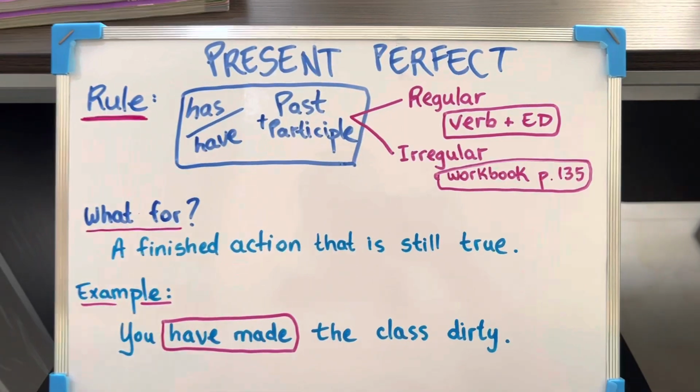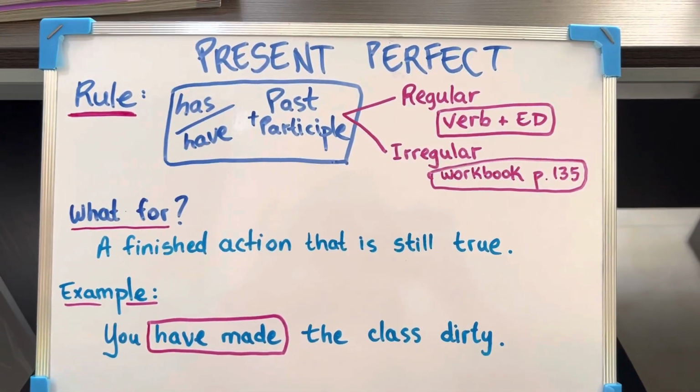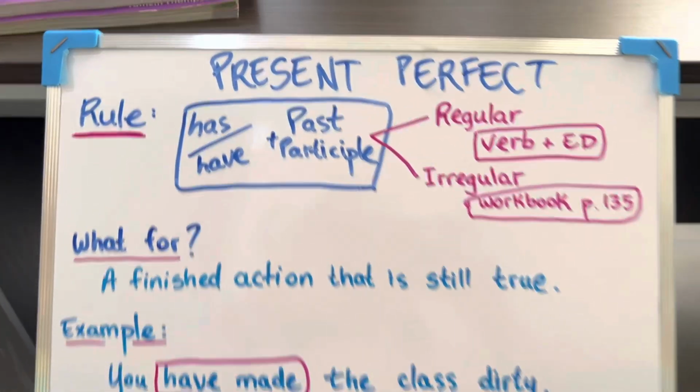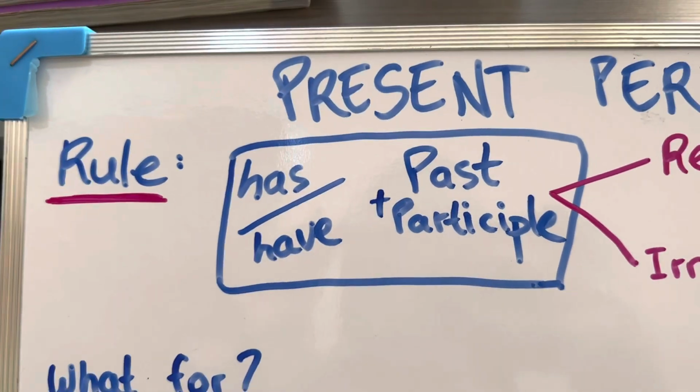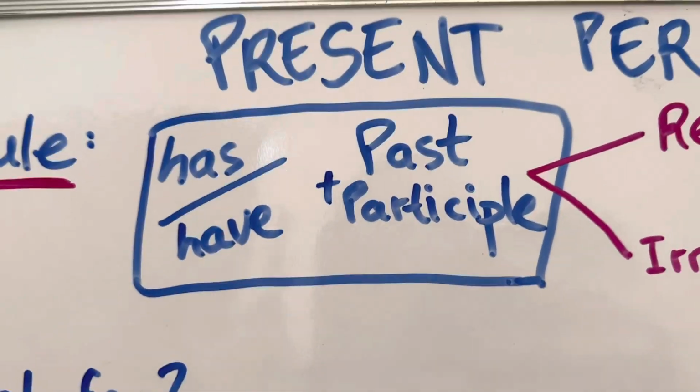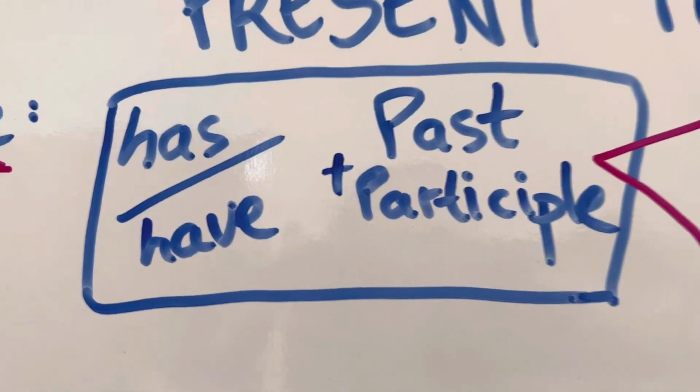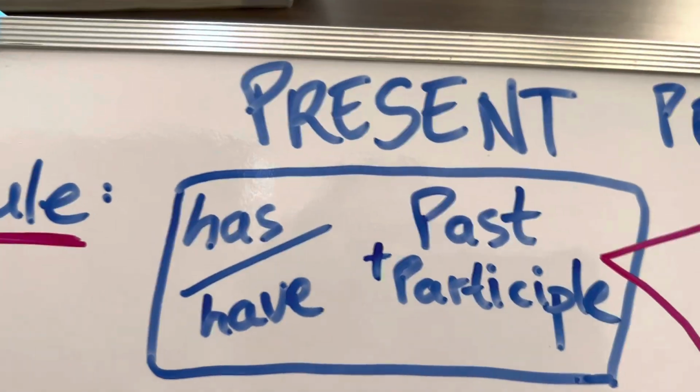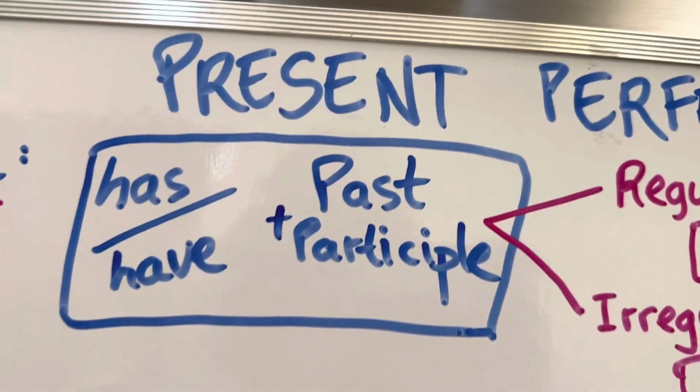Today we're going to talk about present perfect, what we've done in our class. Let's talk about the rule first. How do we make it? We said that we need two things to make the present perfect. Has or have plus the past participle.